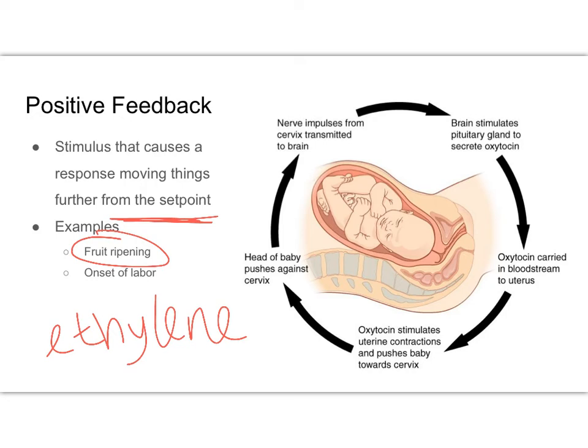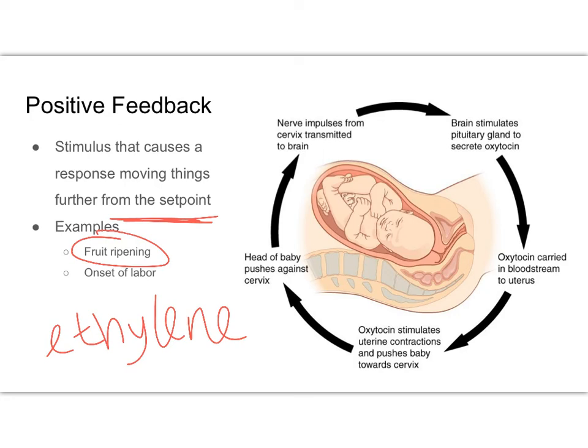So in humans, we have a couple of examples of positive feedback, both the actual onset of labor and childbirth itself, not carrying a child and not pregnancy, but the actual pushing of the baby out. So the onset of labor as well as blood clotting is also an example of positive feedback. So with the onset of labor, with childbirth, we've got a diagram happening over here on the side.